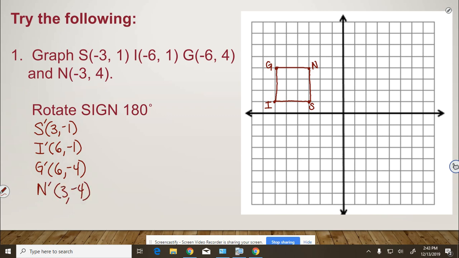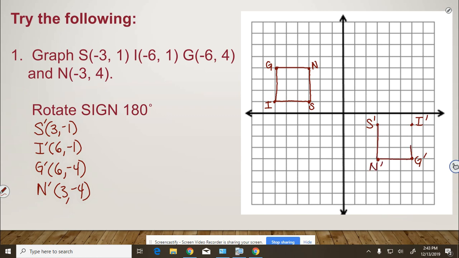So now we can graph those coordinates and we will have a figure that's rotated half the way around the coordinate plane, or over two of the quadrants, and upside down. So S is now positive 3, negative 1, bringing it here, S prime. I, positive 6, negative 1, bringing it here, I prime. G, positive 6, negative 4. And N prime is positive 3, negative 4.